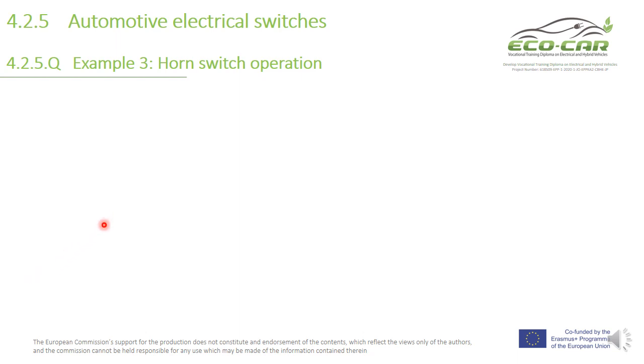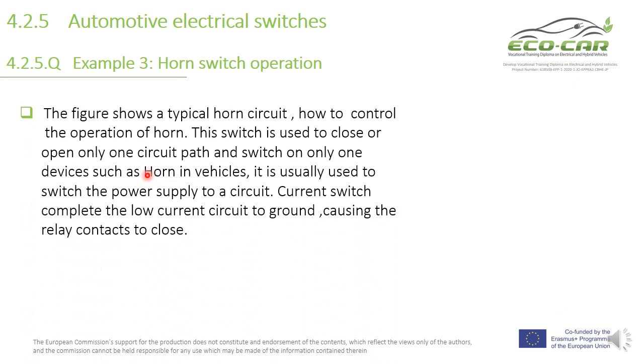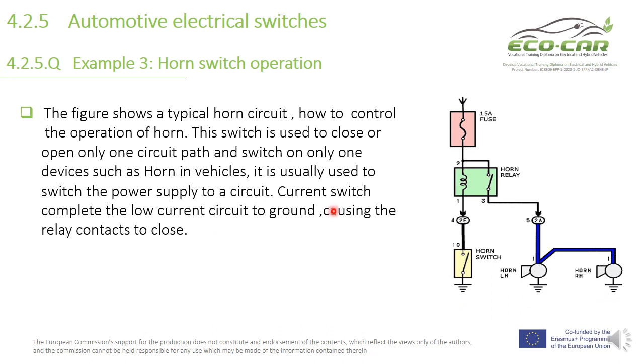Let's take another example about horn switch operation by using single pole, single throw switch. The figure shows a typical horn circuit as you see here. How to control the operation of the horn? So we have here a horn switch. This is the horn switch. To complete the circuit to the ground by closing this switch. So this circuit goes to ground.